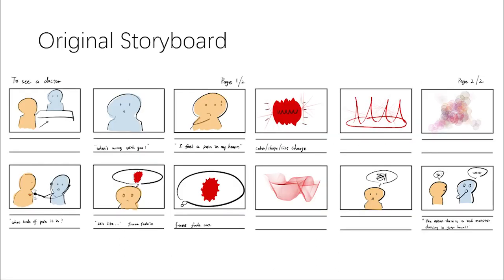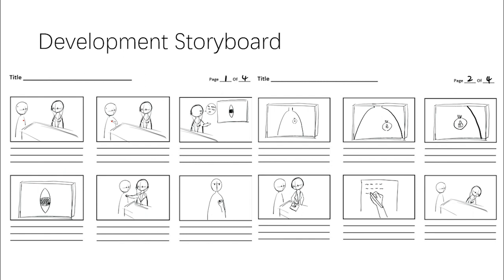This is my original storyboard. The scene is a patient going to the doctor with an upset heart. The doctor wanted him to describe how the pain felt, which he found difficult to achieve. After some modification, I thought it would be more interesting to create a visual machine to help realize the story, so I changed the storyboard.